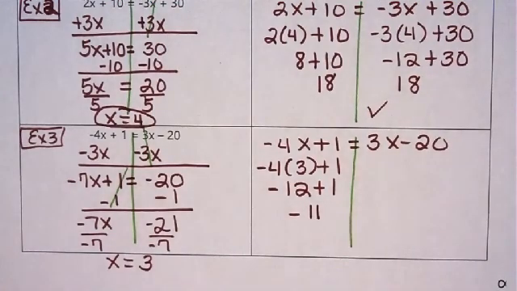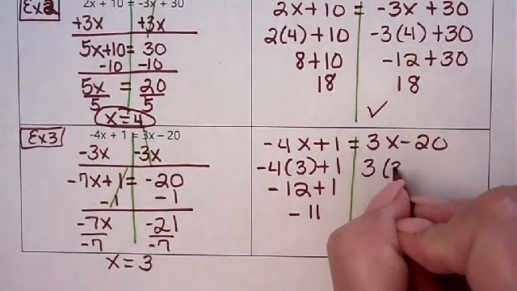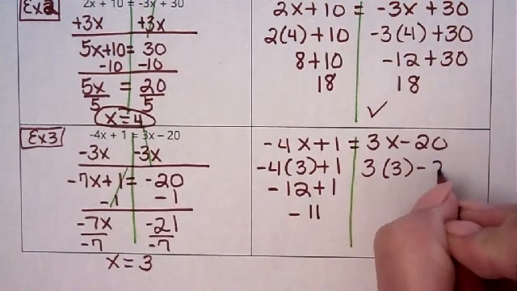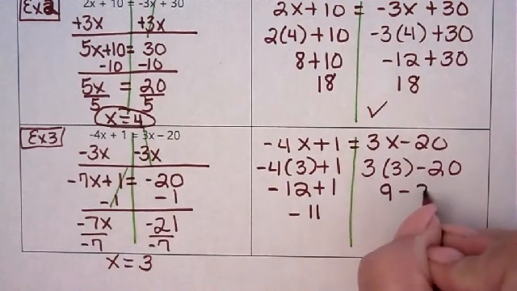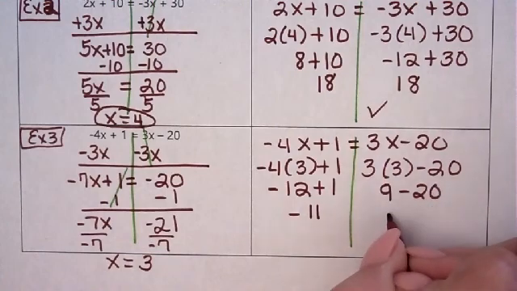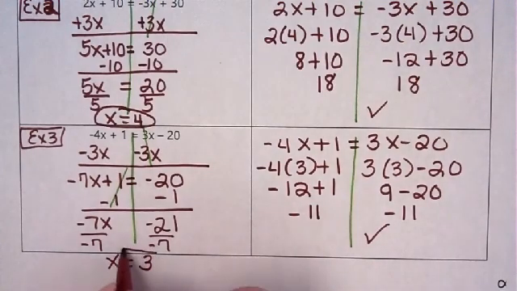Okay? Now let me scoot over here to the right side and let's do the same thing here. It's going to be 3 times 3 minus 20. Well, 3 times 3 is 9 minus 20. 9 minus 20 is negative 11. Notice, yep, they all checked out. They're all exactly the same. And that means this is my correct answer.